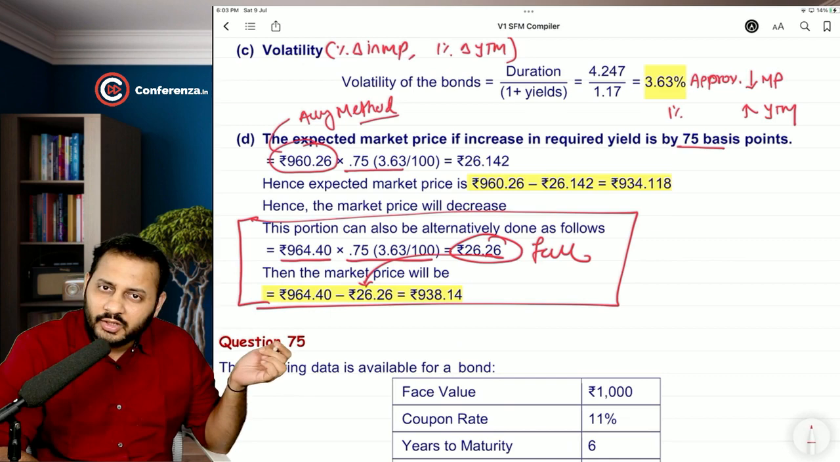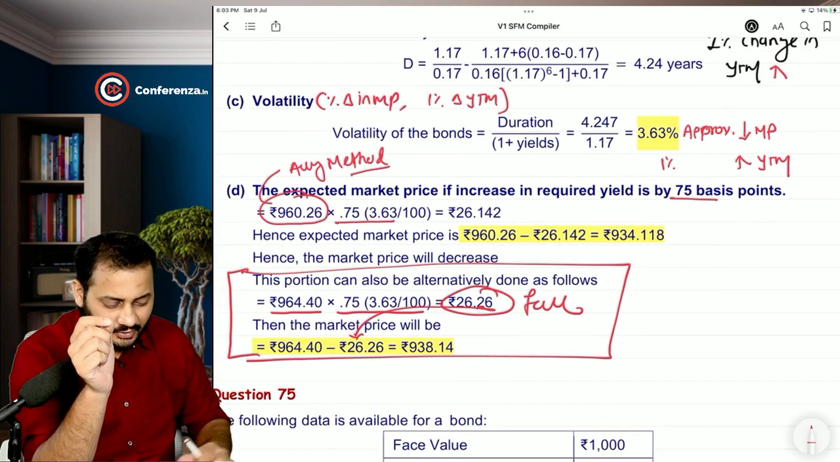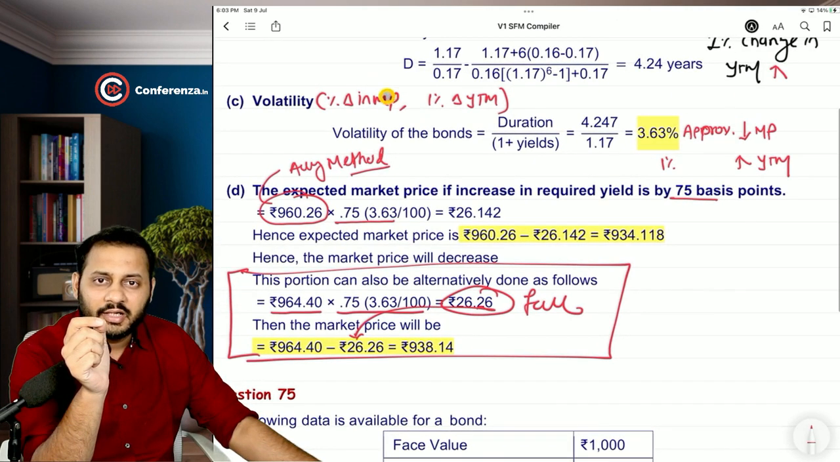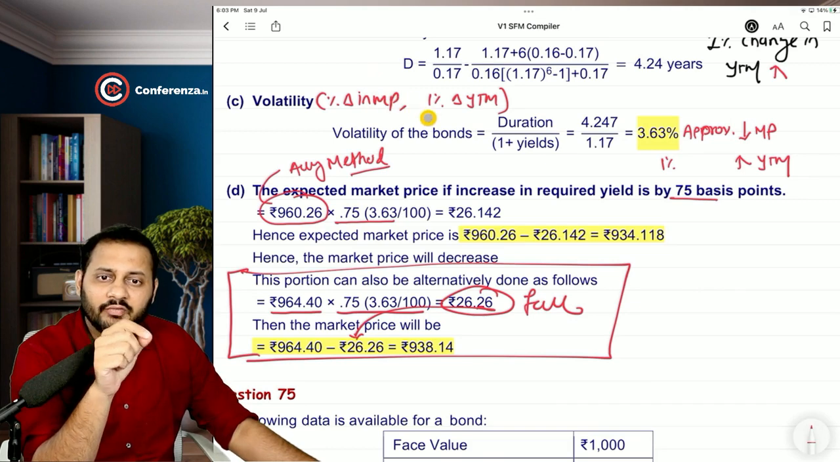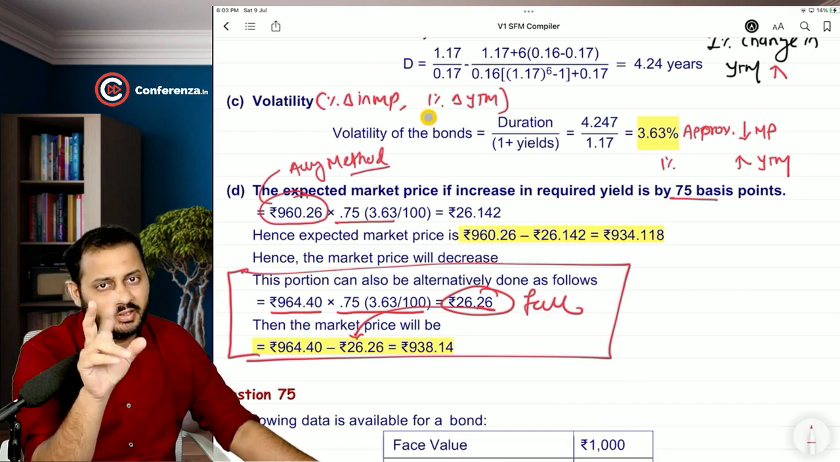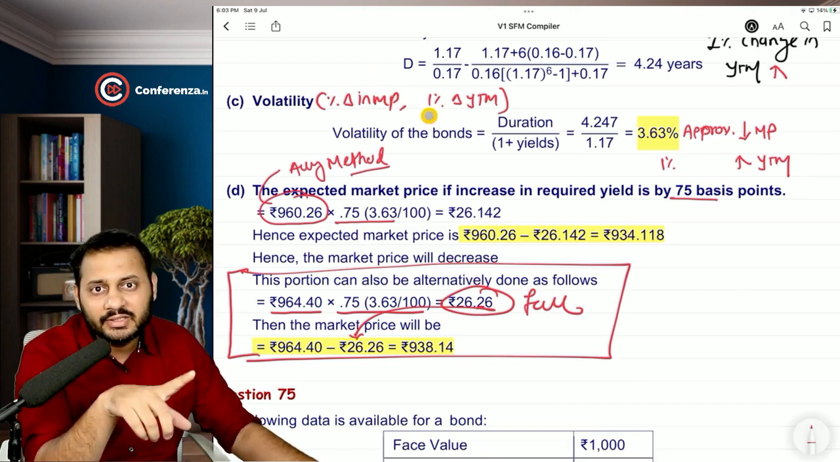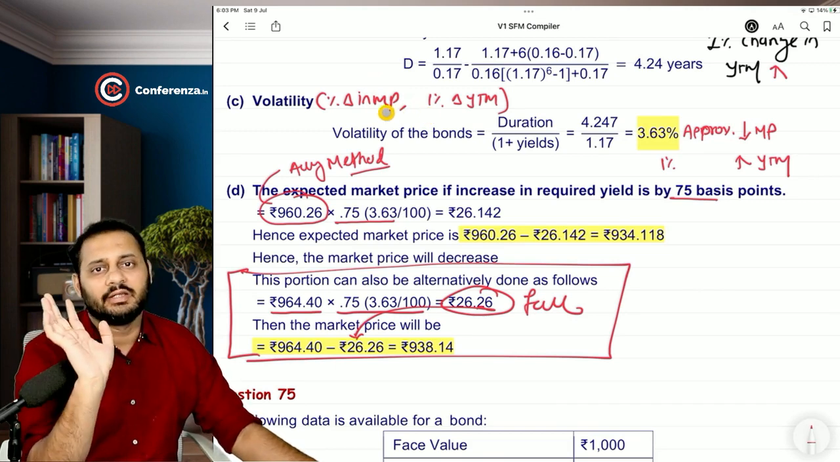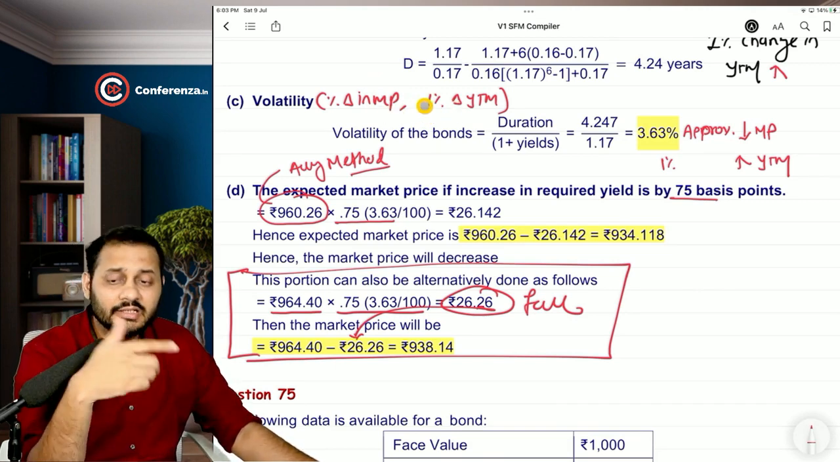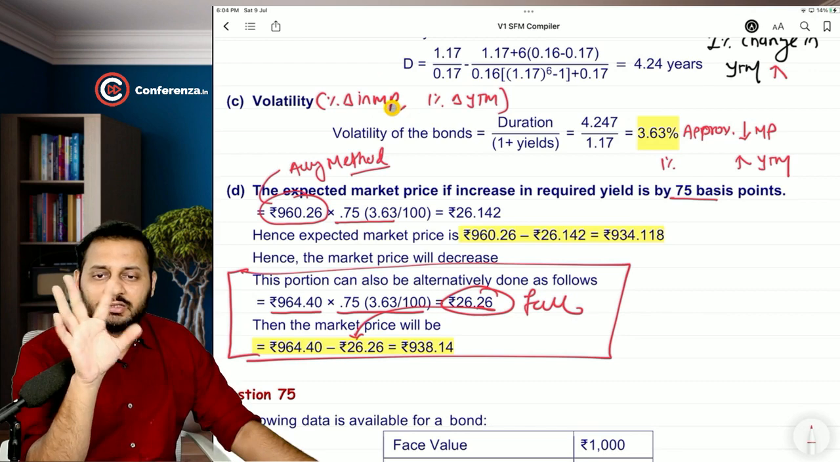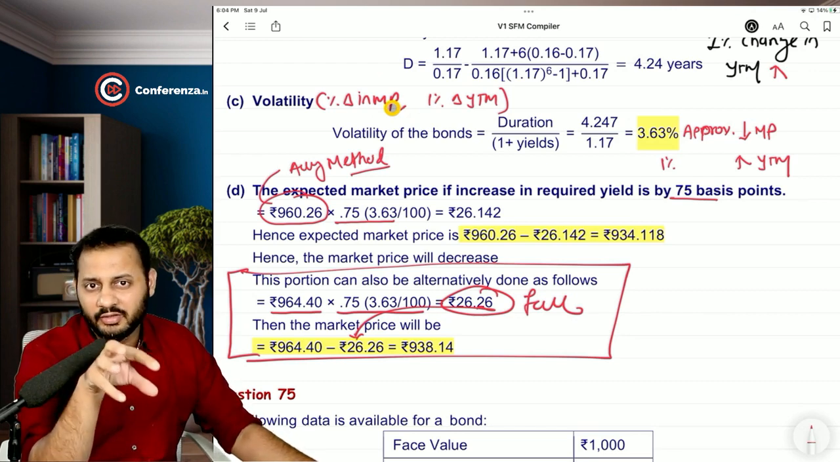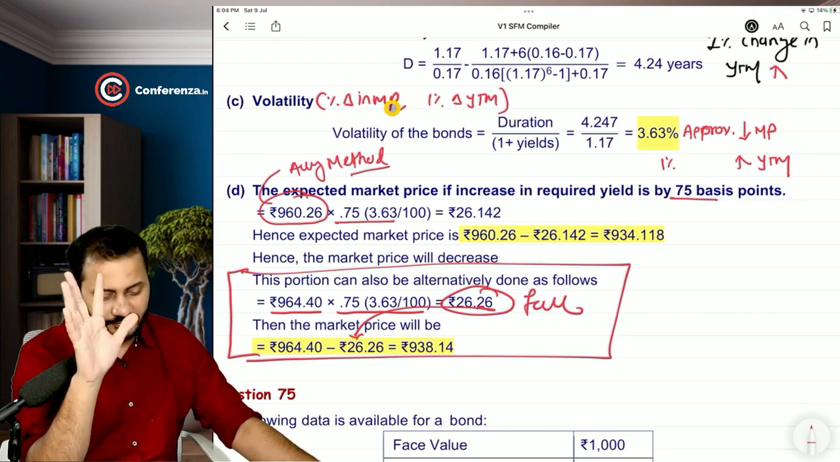Understood the concept of volatility? Volatility will give you the change in market price for every 1% change in YTM, but in the opposite direction. If the YTM is increasing, market price will decrease. If the YTM is decreasing, market price will increase. So this is something new that we learned in this question.